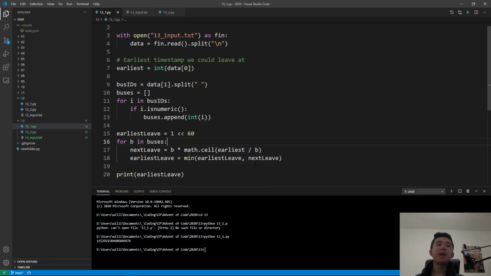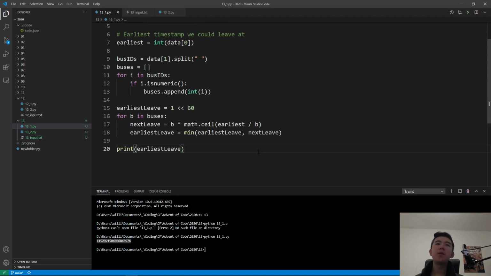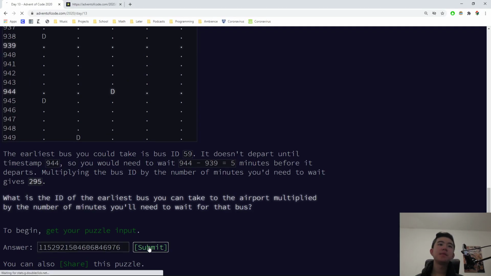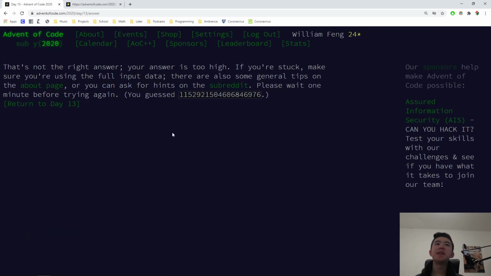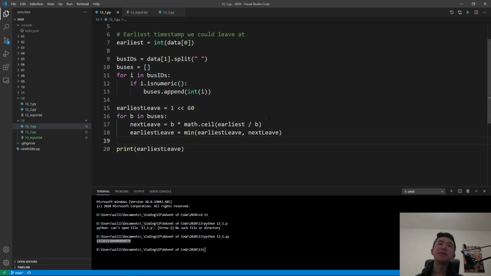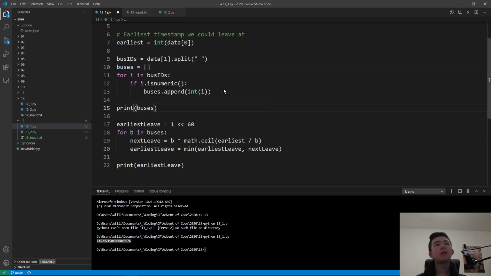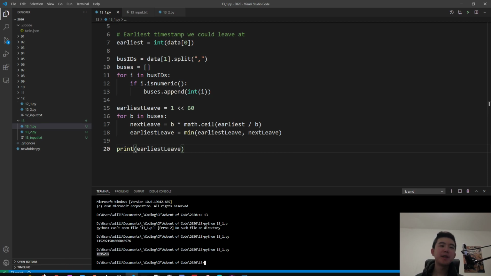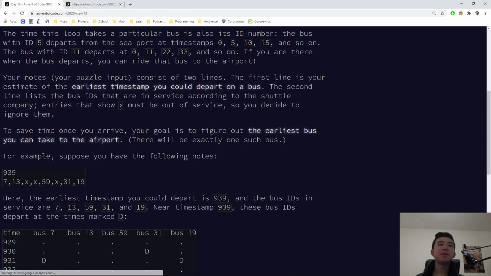Okay, so we have arrived at our answer, which is this monstrosity of a number here, and it doesn't look quite right. It's not the right number. Okay, so I guess we'll go back to the debugging. Okay, so it looks like I just split by the wrong character. I split by spaces instead of commas. So we're gonna try again.